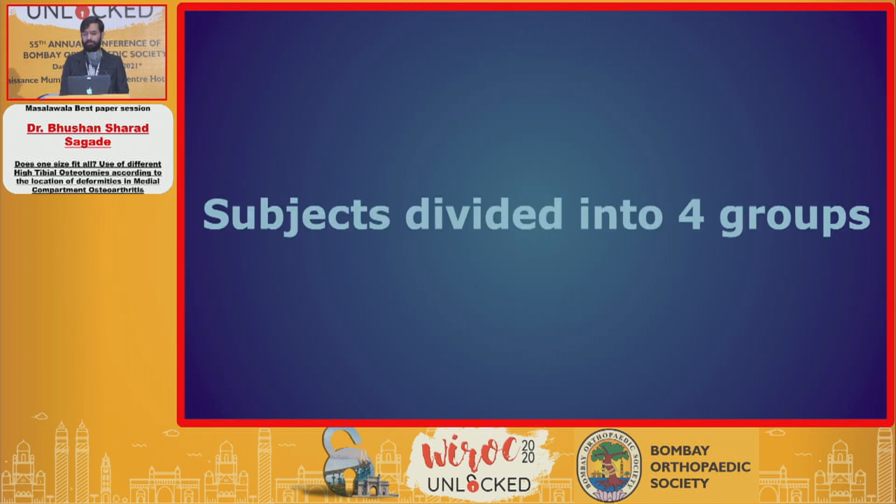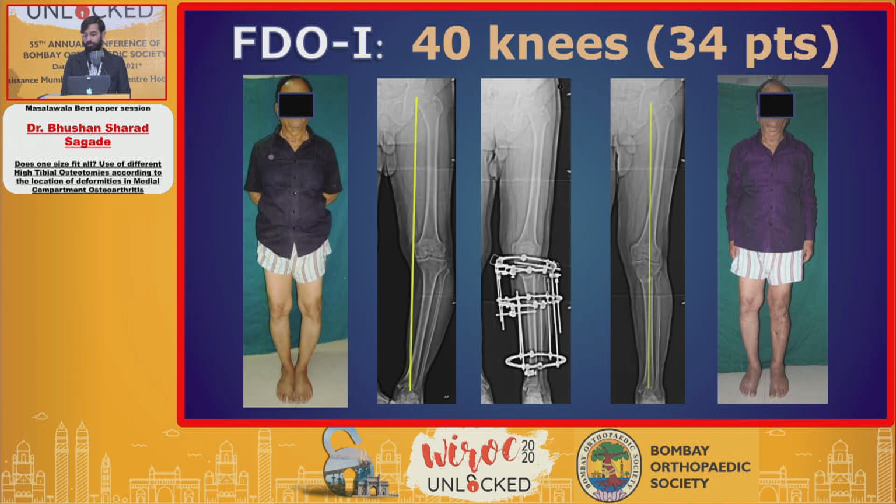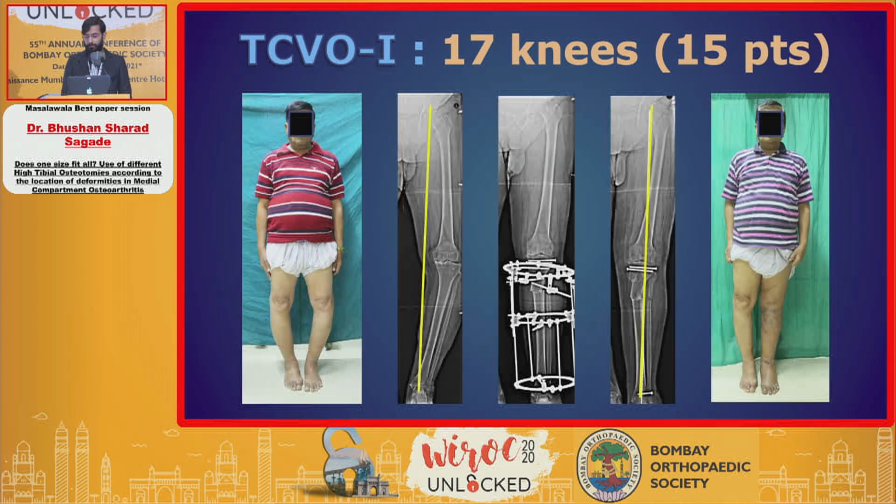The subjects were divided into 4 groups. MOHTO consisting of 58 knees, as in this patient with a mild varus deformity. The FDO-I consisting of 40 knees, as in this one with a moderate varus and significant tibial intorsion. The TCVO-P consisting of 26 knees, as in this lady with moderate varus and pagoda tibia due to a high condylar plateau angle. And TCVO-I consisting of 17 knees, as in this 58-year-old gentleman with severe varus, large CPA and JLCA, and a tibial intorsion.